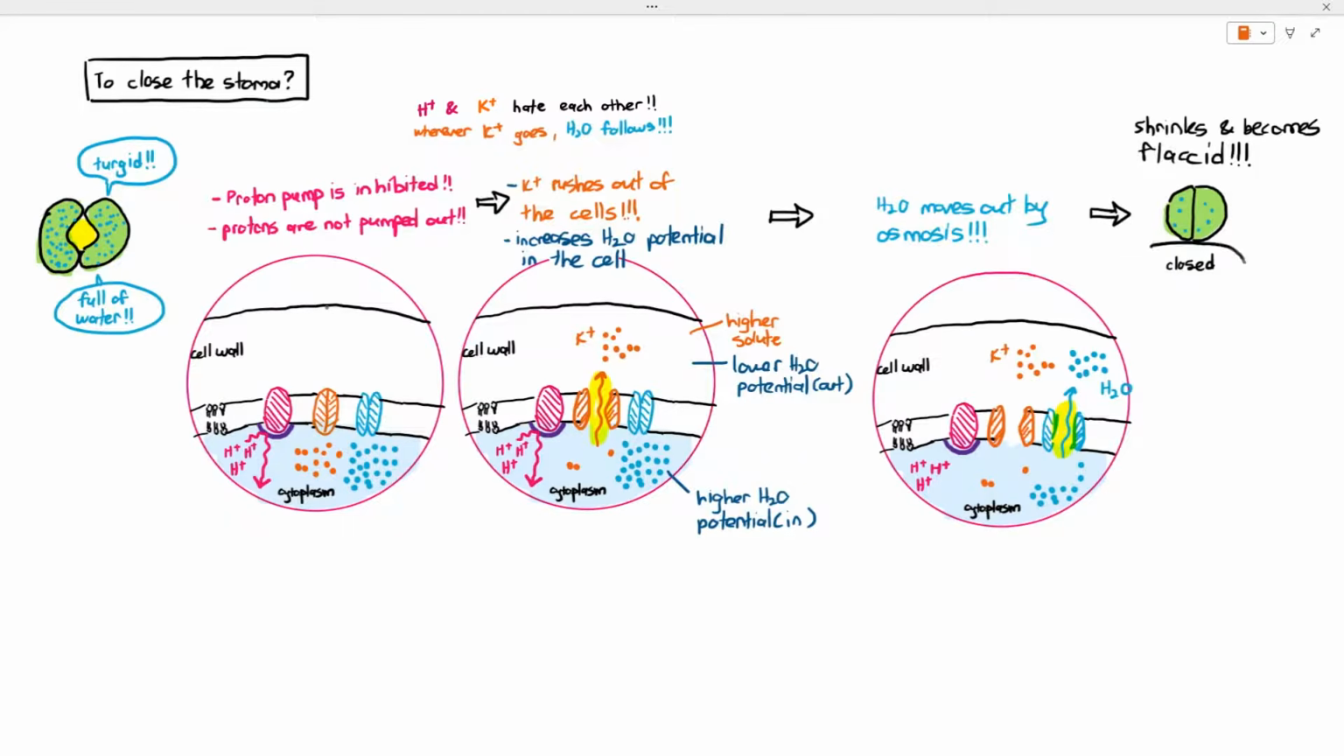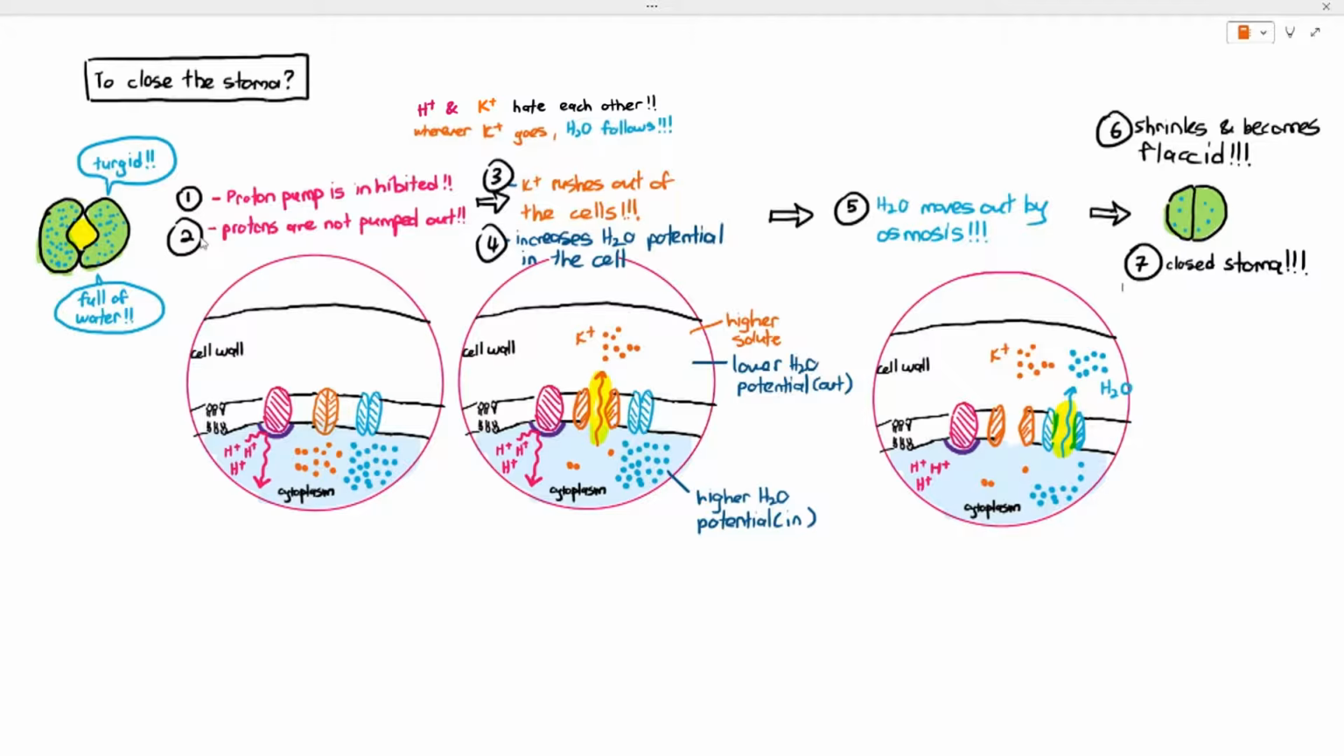And in this situation over here, the guard cells, from their turgid and expanded form, shrink and become flaccid. And when they become flaccid, what happens to the stoma? The stoma will close. That's how it works. Right? So this is how the guard cells open and close their stoma, and you need to know this for the exam.